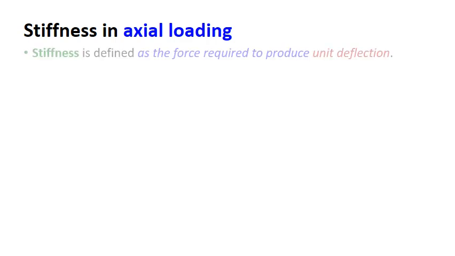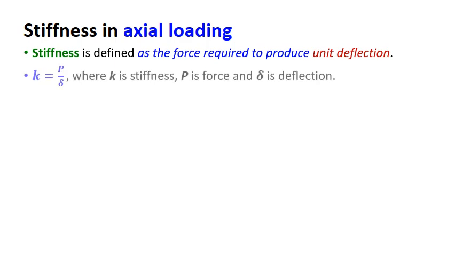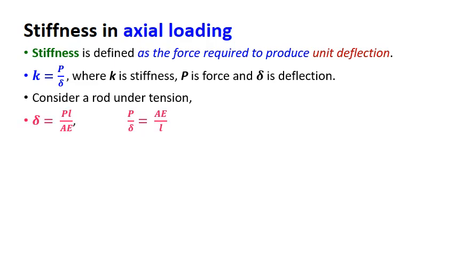So the expression for resistance to deformation will change for different types of loadings. For the case of axial loading, it is actually the force required to produce unit deflection. That is, K is equal to P by delta. If a member is subjected to axial loading, be it tension or compression, we know that from mechanics of solids, deflection is PL by AE. You recast this equation as P by delta because we need K, which is AE by L. So K is equal to AE by L is the expression for stiffness in axial loading.